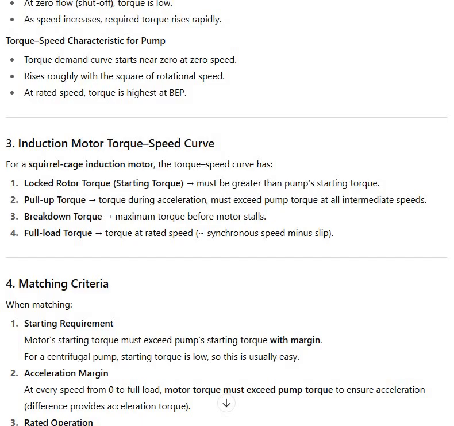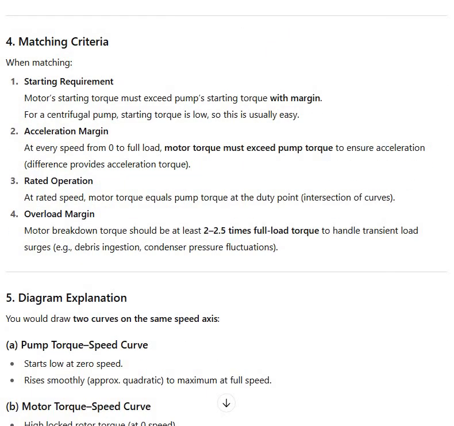Now coming to the matching criteria. Starting requirement: the motor's starting torque must exceed the pump's starting torque with margin. For a centrifugal pump, starting torque is low, so this is usually easy. Acceleration margin: at every speed from 0 to full load, motor torque must exceed pump torque to ensure acceleration. Coming to the rated operation, at rated speed, motor torque equals pump torque at the duty point. That is basically the intersection which you have earlier seen in the curve. Overload margin: motor breakdown torque should be at least 2 to 2.5 times full load torque to handle the transient load surges.